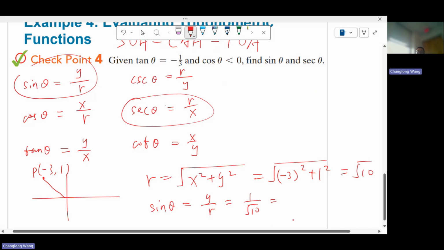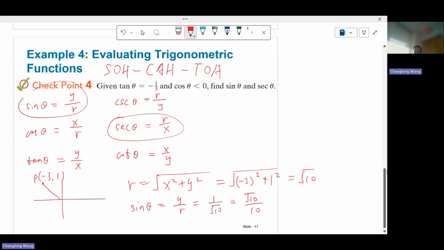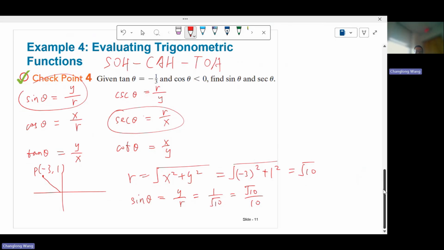So now you could leave it like that if it's a free response, as long as I didn't demand a rational denominator. But if you could quickly rationalize the denominator, that would be nice. Okay. Zoom out a little bit. So the next one is secant. Right. Secant is r over x. So you get radical 10 over x is negative 3, right? There you go, right? Nothing to rationalize on the denominator.